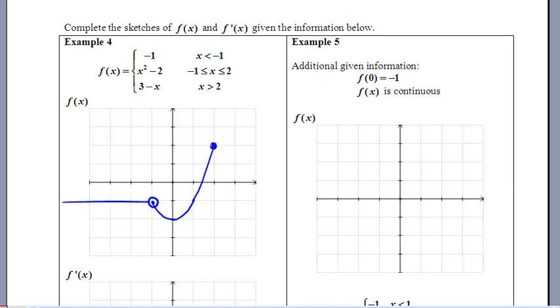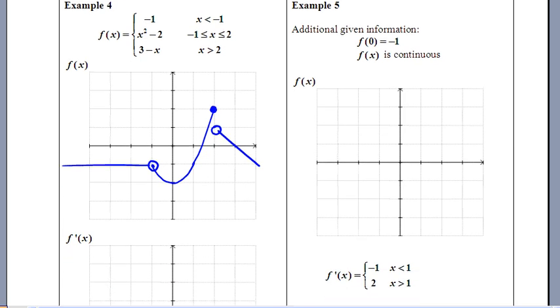Final thing to graph is y is equal to 3 minus x. Or if you want to think of it in a different way, y is equal to -x plus 3. So a y-intercept of 3 and a slope of -1. And you can't begin to draw this until after 2. And so you can't draw it until like after here. And so that graph looks like that. It doesn't actually touch there, right? There's no connection there at that spot.